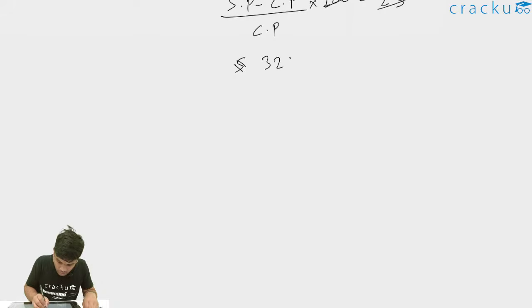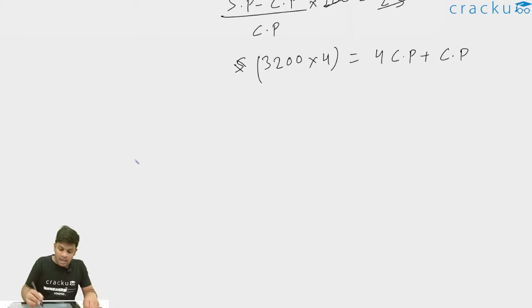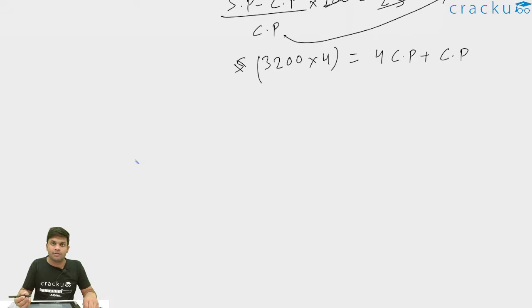So it is 3,200 into 4, which is equal to 4 cost price plus cost price. I have taken this cost price to the right hand side, and this cost price is multiplied with 4. It will be minus 4 cost price. So I have taken it on the right hand side, so it became plus 4 cost price.